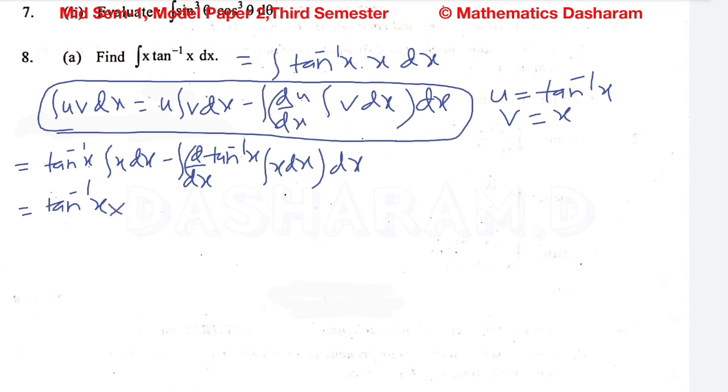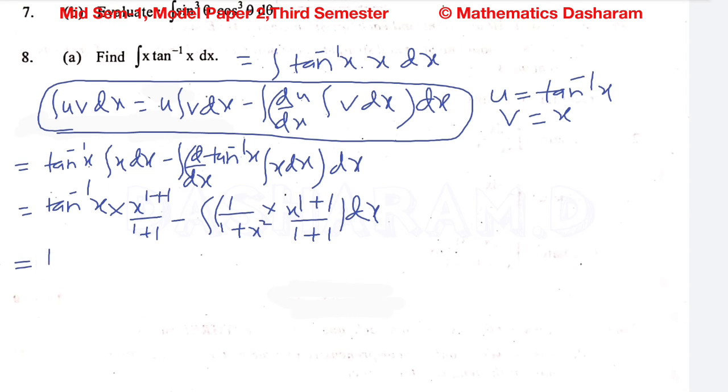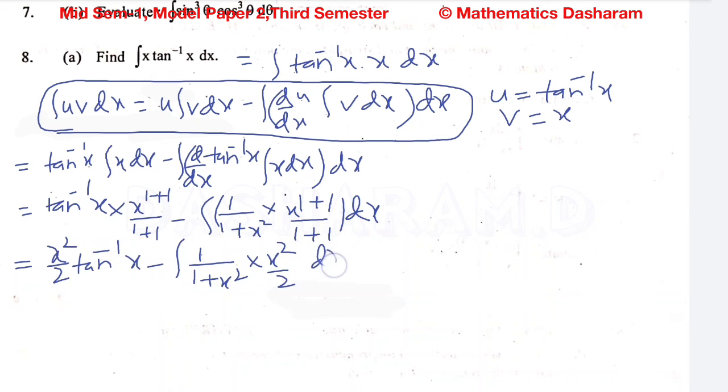Here integration of x is x to the power of 1 plus 1 by 1 plus 1. Why? Because x can be written as x to the power of 1. Next, minus integration, the derivative of tan inverse x is 1 by 1 plus x square, into x to the power of 1 plus 1 by 1 plus 1, whole dx. So it equals x square divided by 2 into tan inverse x, minus integration of 1 by 1 plus x square, x square divided by 2 dx.